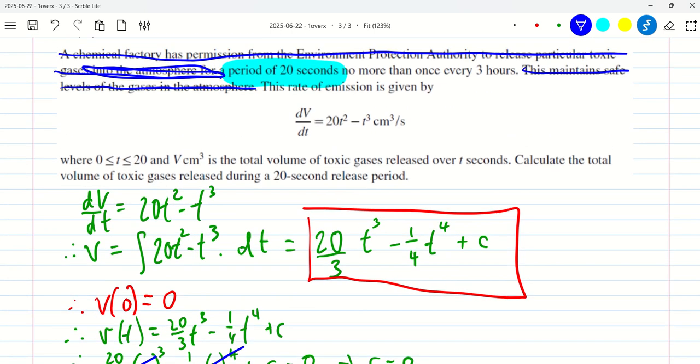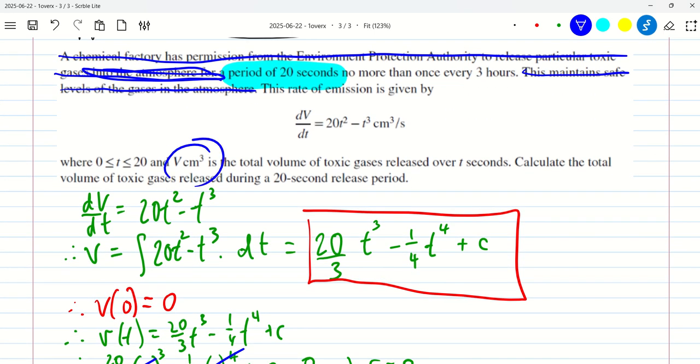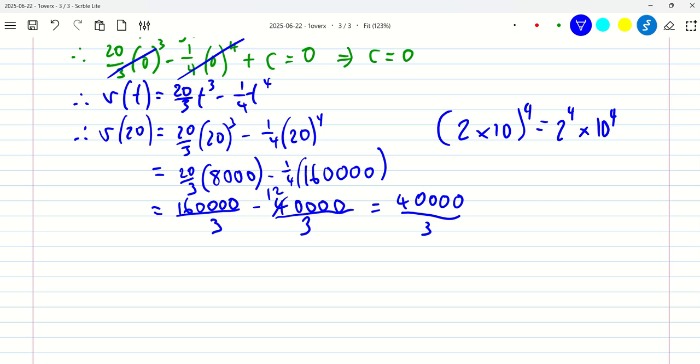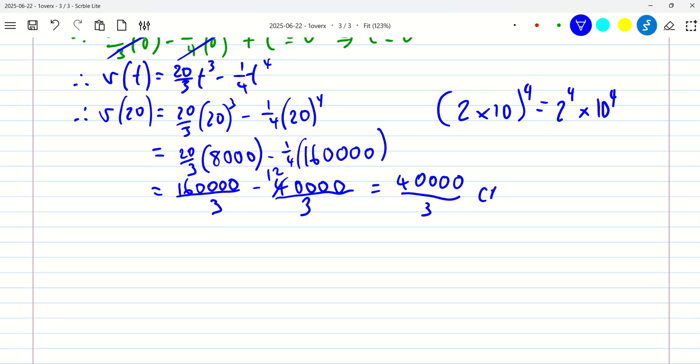It's volume. What is volume measured in? Volume is measured in centimeters cubed, and so I just need to make sure I answer the question: equals centimeters cubed, and there we go. Hope that all made sense, and I hope I didn't make any fraction errors there, or power errors for that matter, and hopefully that is all good.